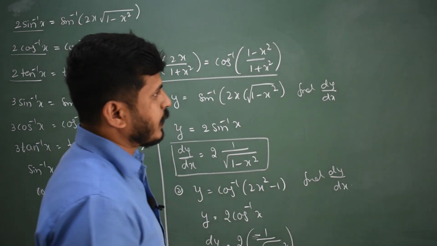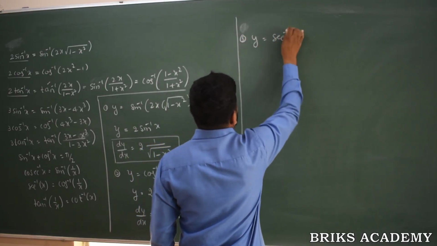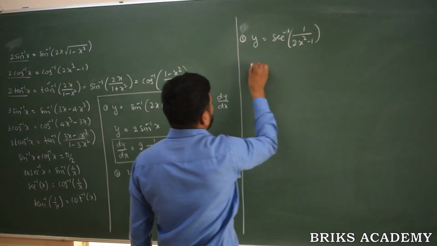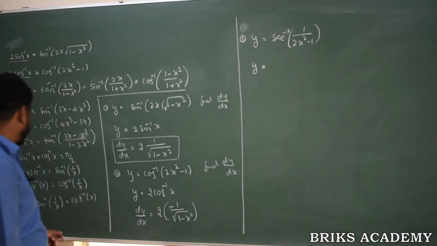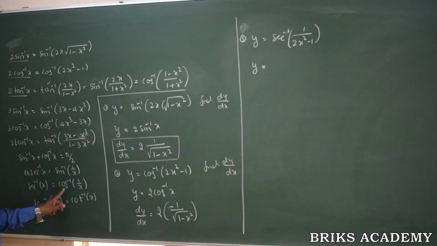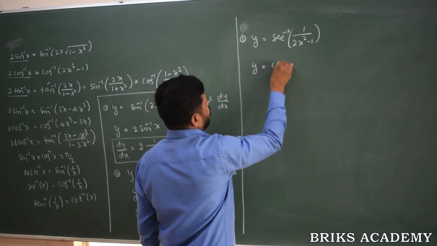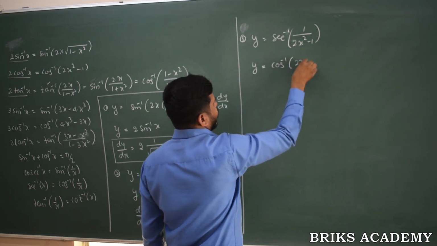The same problem they can give like this: y is equal to secant inverse of 1 by 2x square minus 1. First I need to express this in terms of cos inverse. I told the formula here. If you want to convert secant inverse into cos inverse, just take the reciprocal of the input. The input here is x, reciprocal it, that is 1 by x. So 1 by 2x square minus 1 becomes 2x square minus 1.